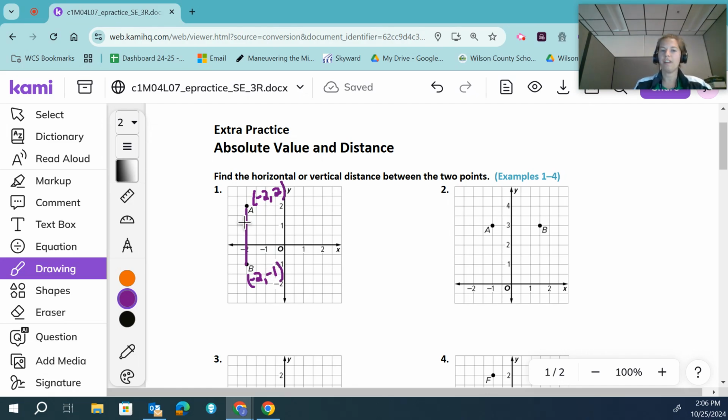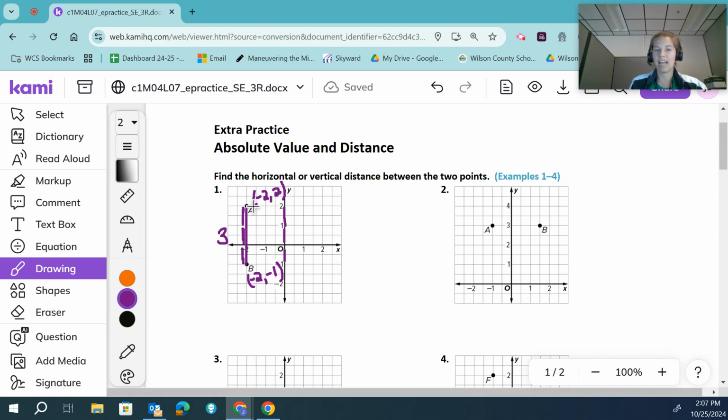Okay, in order to find the distance, I can just count the spaces between these 2 points. 1, 2, 3, 4, 5, 6. But on this one, notice that actually 2 spaces represent 1. So really I have 1, 2, 3. It's really important to pay attention to what your axis is labeled here so you can count correctly. Okay, so the distance is 3.